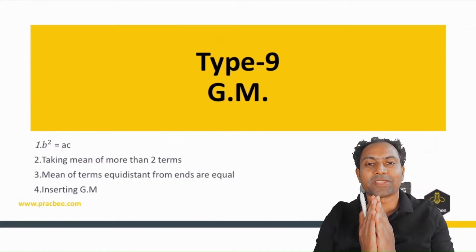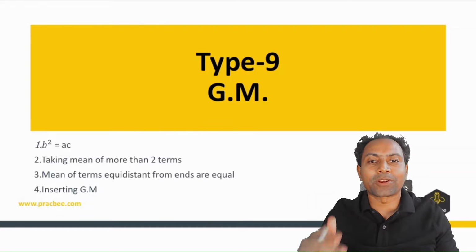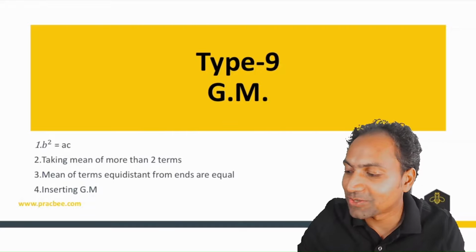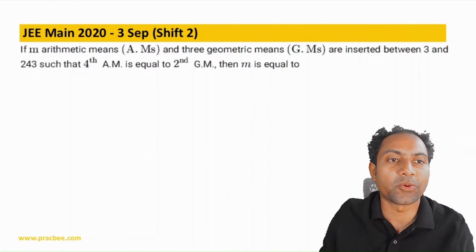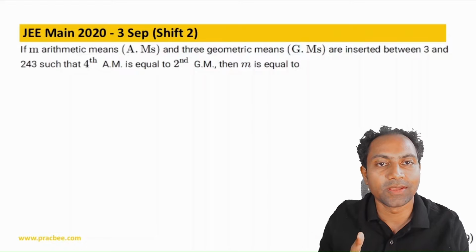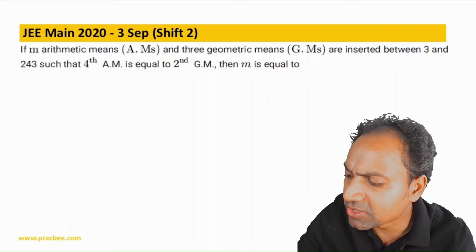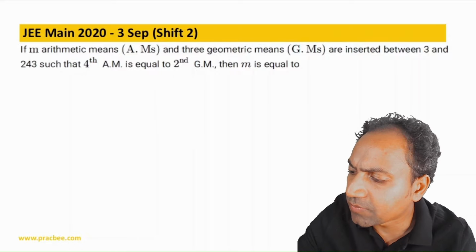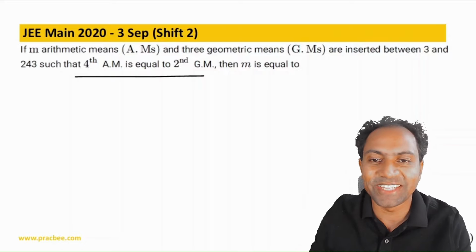Now let us look into another problem category, that is questions based on geometric means. So I have already talked about these properties. Let us look into the question based on this idea. This question was asked in JEE 2020 that talks about m arithmetic means being inserted between 3 and 243 and 3 geometric means inserted between them, and they have given this condition and asked what will be the possible value of m. So let us first insert the 3 geometric means.